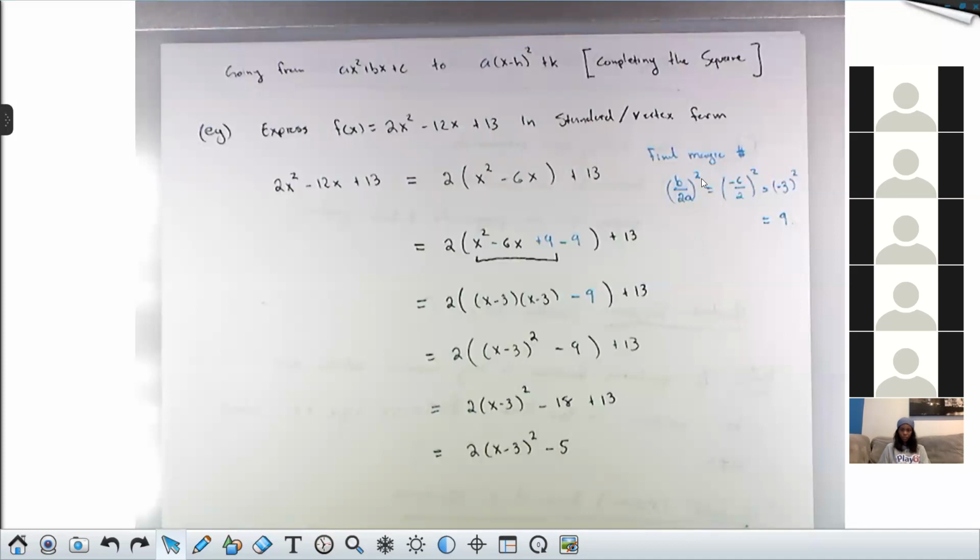So do we always use b over 2a squared? Yep, for your magic number, it's going to be b over 2a squared, and that's where a is this, b is this, and c is this in the original form.